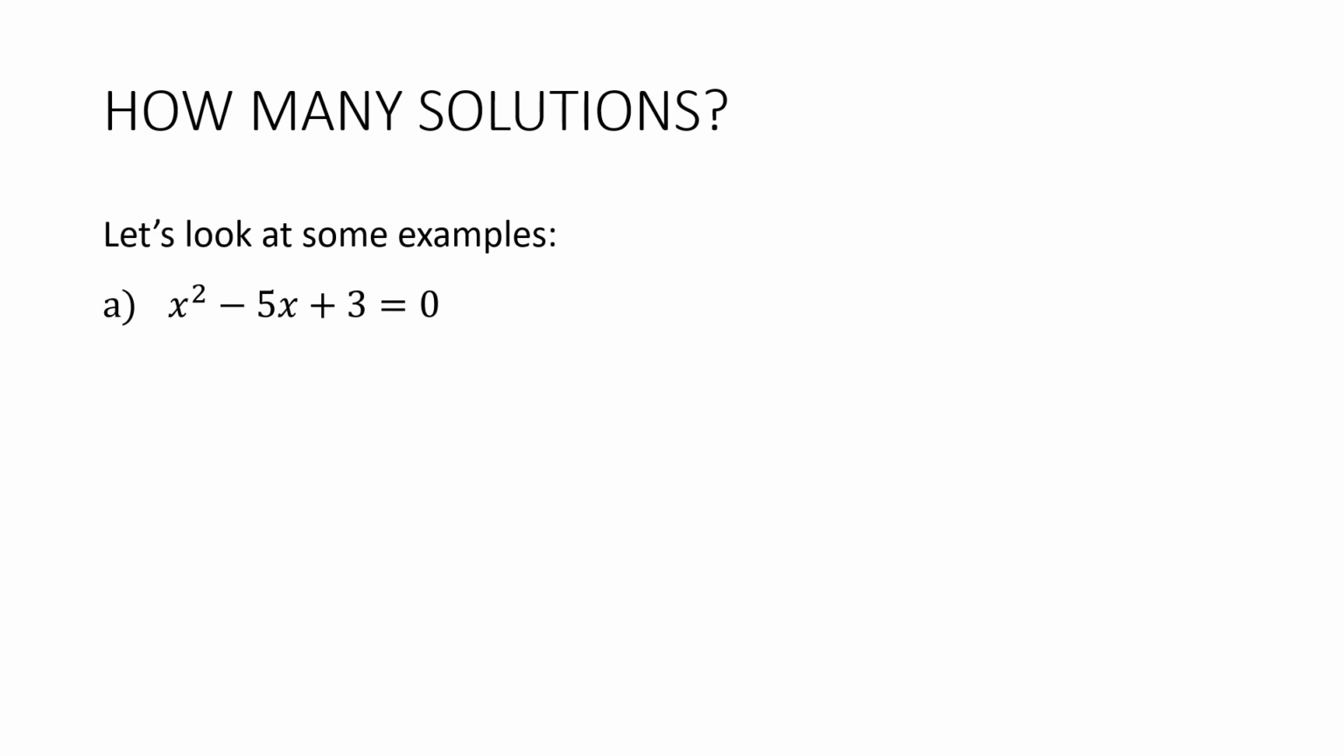Now let's look at some examples, and we're just going to use the quadratic formula. So with this first one, a is 1, b is -5, and c is 3. And substituting in, we end up with this. And when I tidy it up, we have 5 plus or minus the square root of 13 all over 2. So there are 2 solutions.